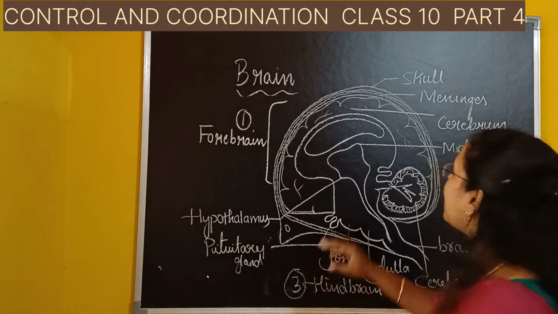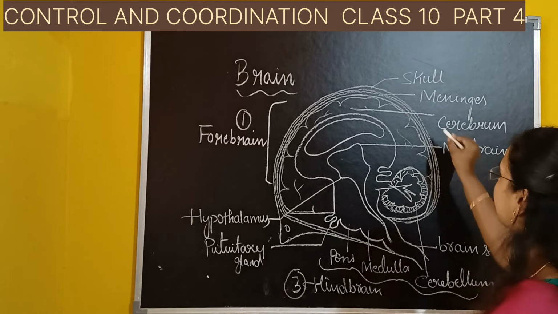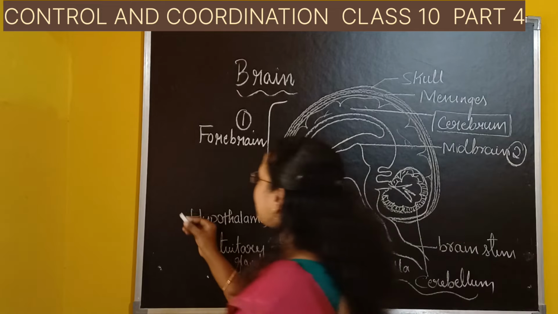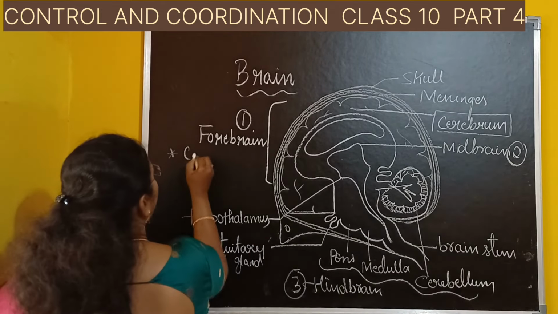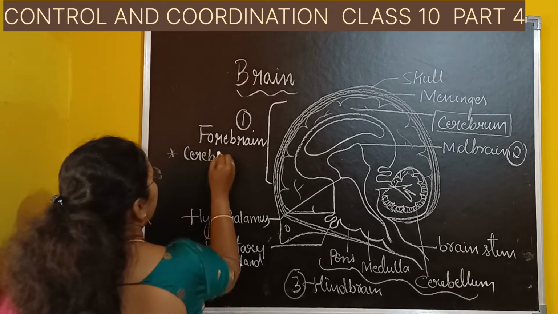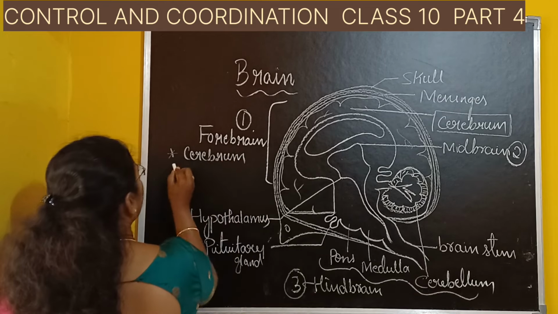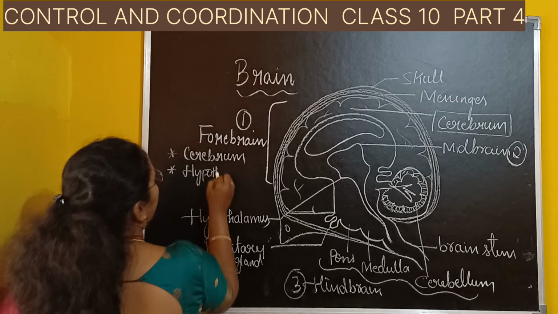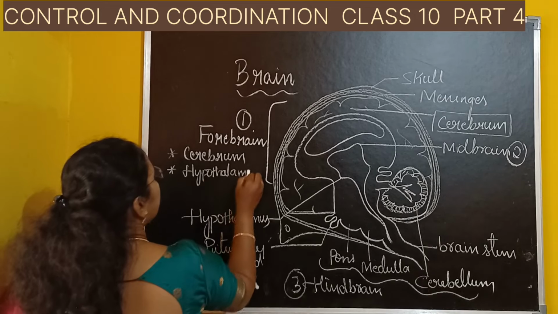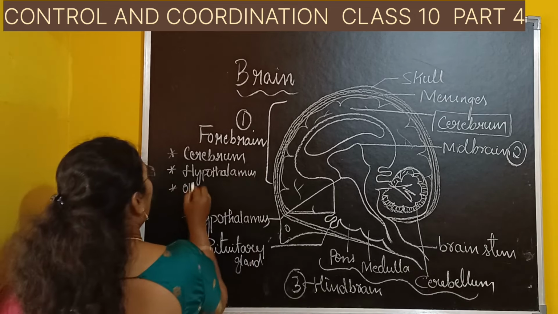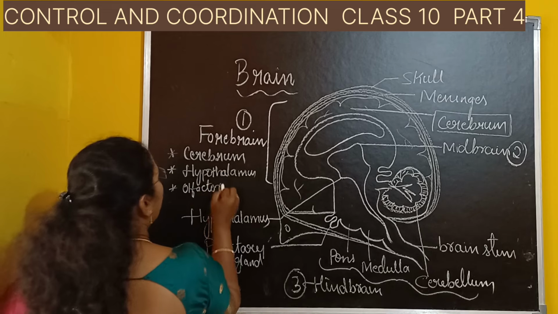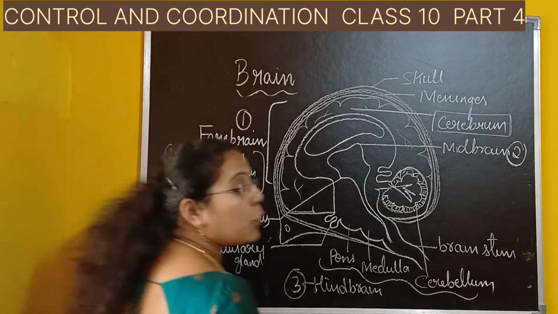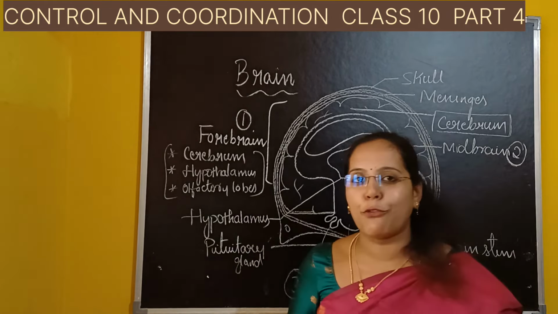Clear? So now this forebrain is subdivided into three parts. The first one is the cerebrum, which they ask in the examination. Please note down. The sub-classifications which come under forebrain are: cerebrum is the first classification, second one is the hypothalamus, and the third one is the olfactory lobes. So these are the three sub-classifications that we need to know about whenever we talk about the forebrain.